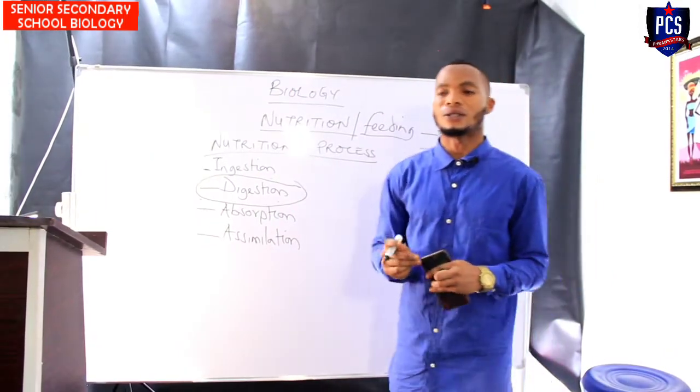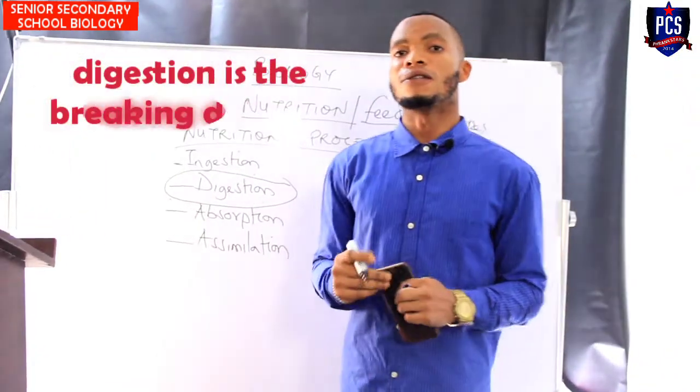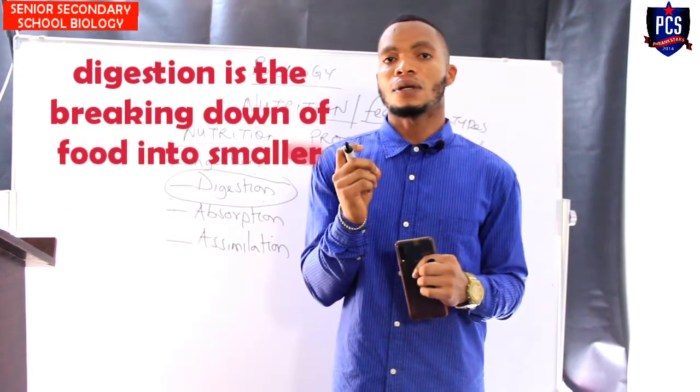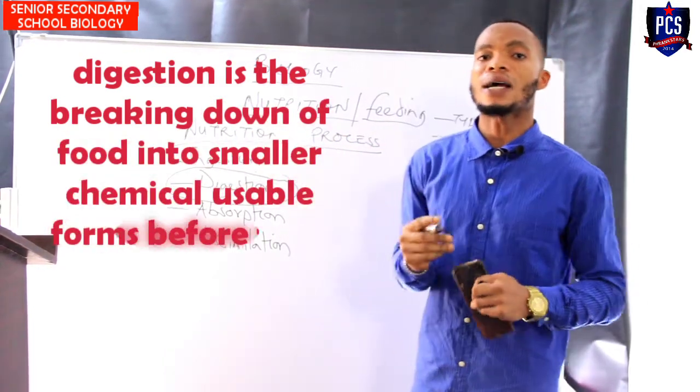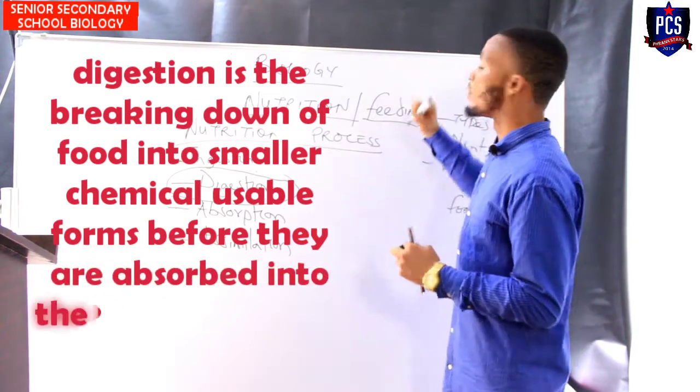Digestion. Now, what is digestion? Digestion is the breaking down of food into smaller chemical forms, chemical usable forms, before they are absorbed into the body system for their functions.